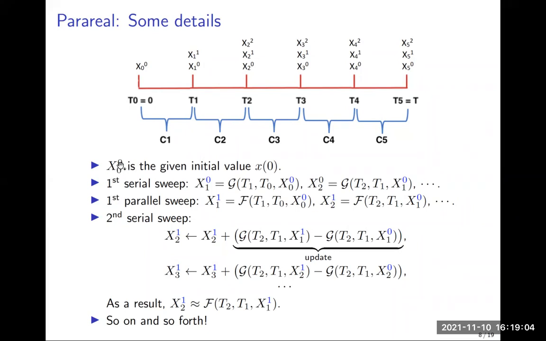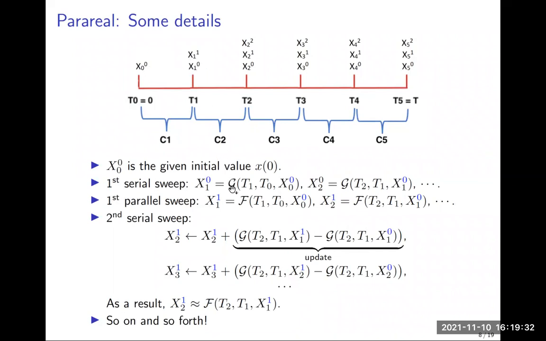So the x0,0, which is this value here, is given to you. It's basically the initial value x0. All right, so remember, we want to solve these 5 independent initial value problems, but we need initial values, right? So this is what the first serial sweep is for. So I have this value given, x0,0. Then I need a value here.